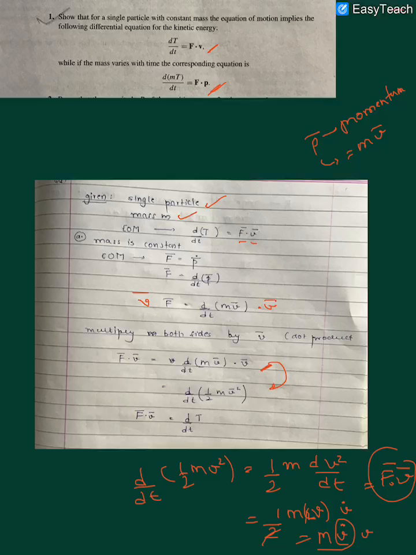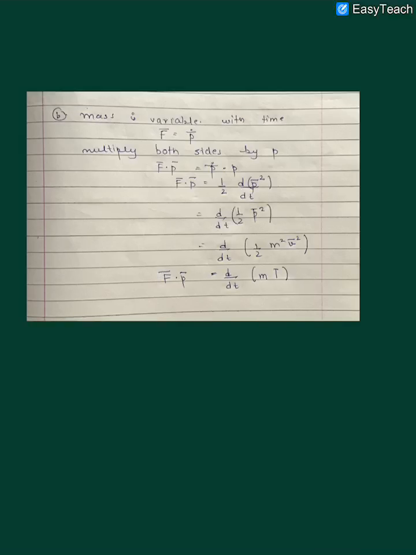Alright, now we denote half mv square as kinetic energy, and that's how we reach our final conclusion that the dot product of F and v equals the total derivative of kinetic energy with respect to time. Now we have to prove the case where the mass varies. Over here we have taken mass to be constant, but if mass varies, the equation would come out different, and we'll see how that proceeds.